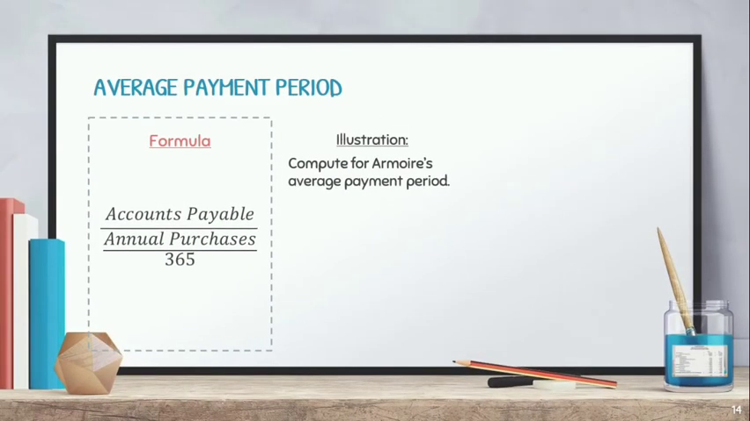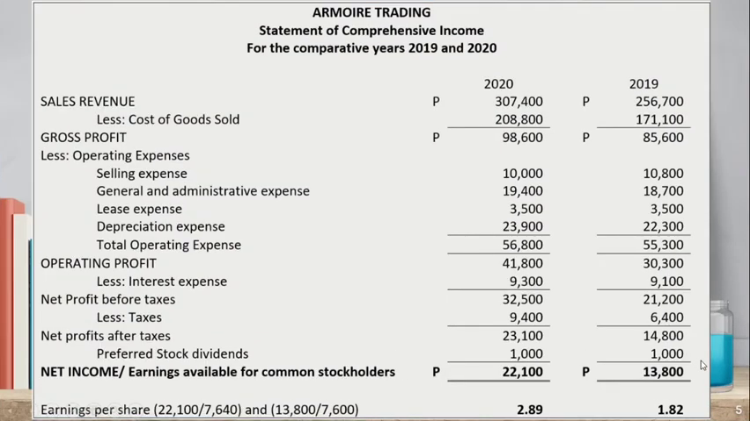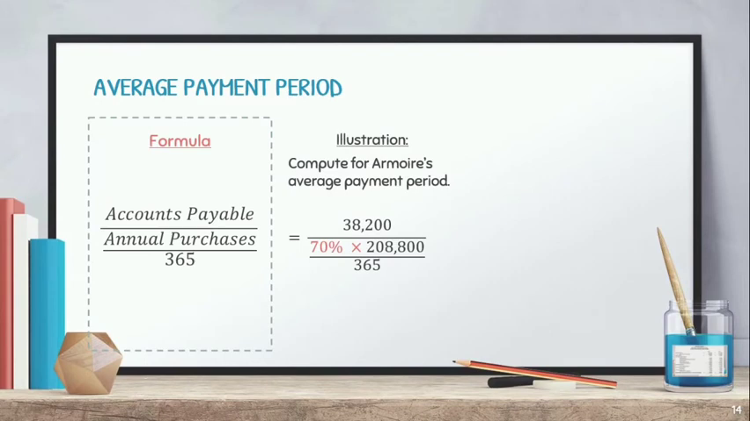Unya, annual purchases, mag-assume ra ta nga 70% of our cost of goods sold is this year ra gipalit. Kaning 70%, so 208,800 man ang atong COGS. Then kaning 70% is ato ra na siyang gi-assume, pero if maghatag kog problem is mag-specify man ko if pila ang annual purchases. So kani is gi-assume ra nato nga 70% of the cost of goods sold is this year niya gipalit.